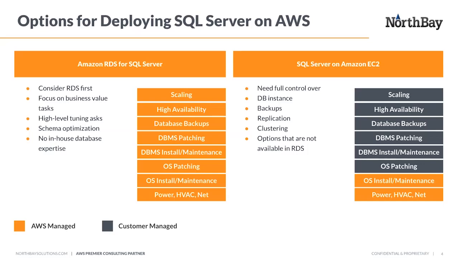On the other hand, if you go with SQL Server on AWS EC2, you will have full control. As I said, the things which are in gray boxes here all have to be taken care of by your database person, the DBA in general. So DB instance, backups, replication, clustering, these are all things that you need to worry about. Options that are not available in RDS, right? Anything which is not part of ongoing enhancements in RDS, you will need to worry about, because on EC2 you have the full control, not AWS. It's up to you how you manage it.